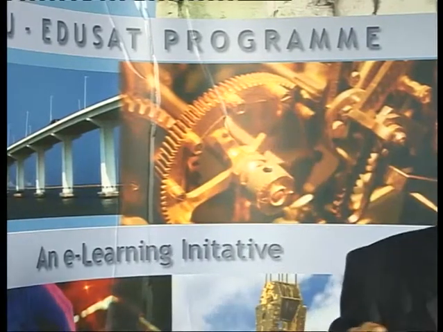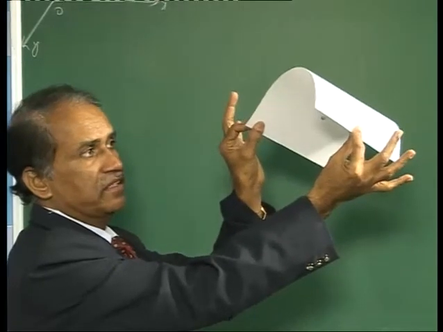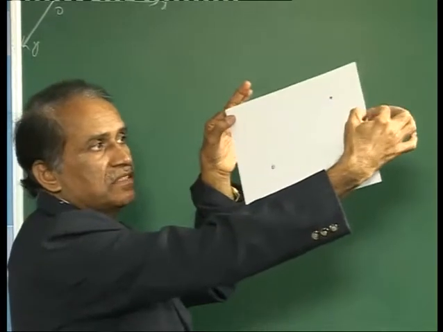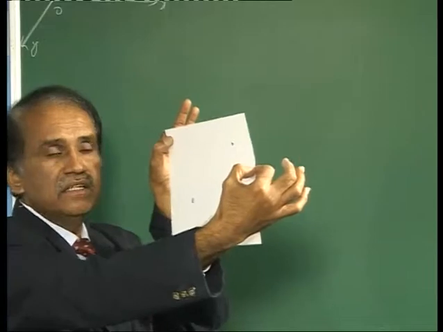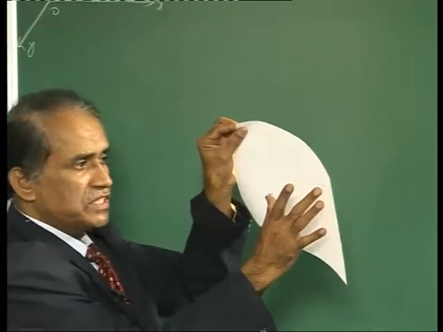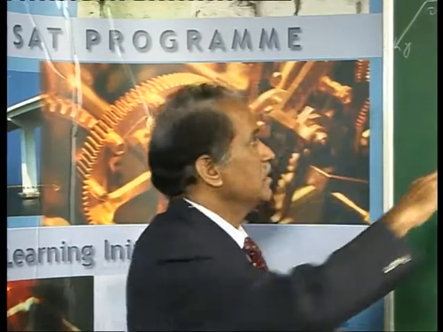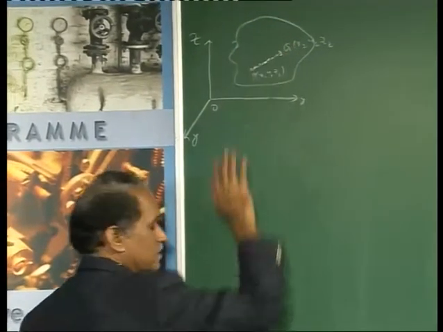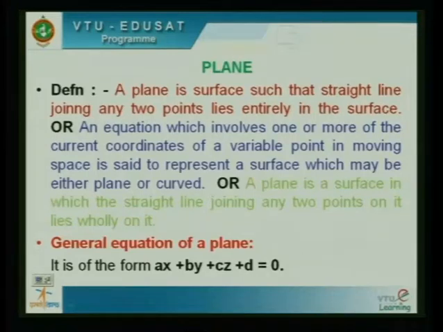Another statement in wordings: an equation which involves one or more of the current coordinates of a variable point in moving space is said to represent a surface which may be either plane or curved. Of course, this will be taken in this shape, that is bending, degree of inclinedness, degree of obliqueness. Then if it is straight in a straight direction, we call it a plane. That is a special case of the locus once again. And if I bend it, like this, in that case also the two points, the starting point of that curve which is to be drawn and the ending point, all those points, a curve or a straight line, completely lie on that surface, is called a plane. One more definition: an equation which involves one or more of the current coordinates of a variable point in moving space is said to represent a surface which may be either plane or curved.